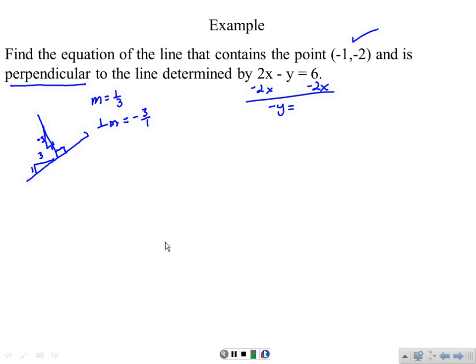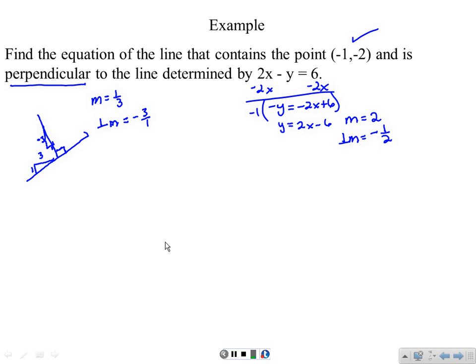So we'll have negative y is equal to negative 2x plus 6. Not quite slope-intercept. Let's multiply through by -1. So we'll have y is equal to 2x minus 6. So my slope for this line is 2, and that's not what I want. I want a perpendicular slope. So the perpendicular slope is going to be negative 1/2.